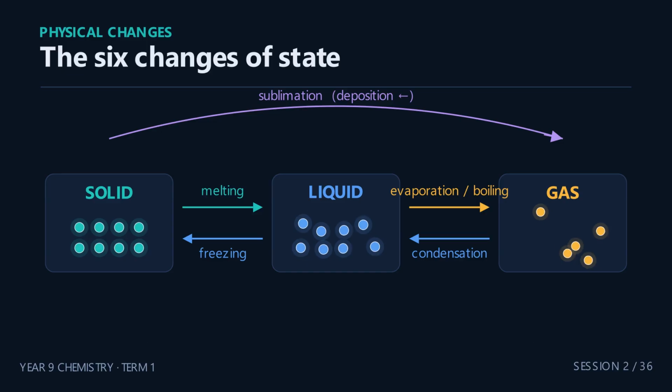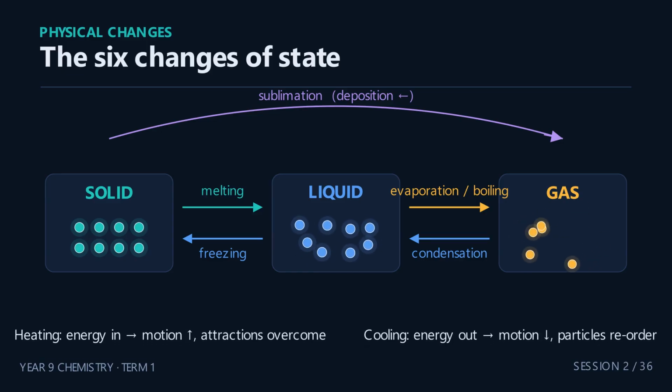Heating transfers energy to the particles, so their motion increases and attractions can be overcome. Cooling removes energy, so motion decreases and attractions organize the particles more closely.